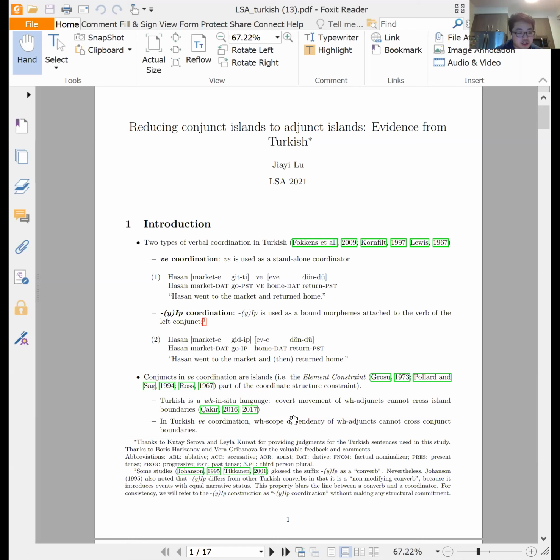As we know, conjuncts are usually islands cross-linguistically, and this generalization is called the element constraint. It's part of the coordinate structure constraint, basically stating that conjuncts are islands that block movement. The conjuncts in ve coordination are no exception. So Turkish is a W-in-situ language, and islands block the covert movement of adjunct W-in-situs, and this is exactly the case in ve coordination. The W scope dependency of in-situ W adjuncts cannot cross conjunct boundaries.